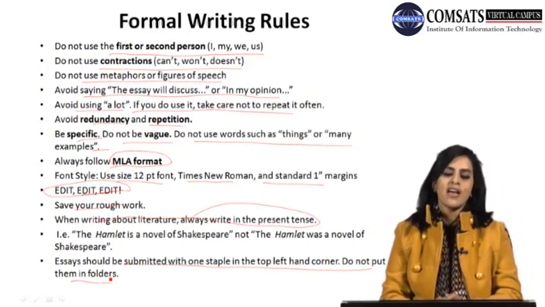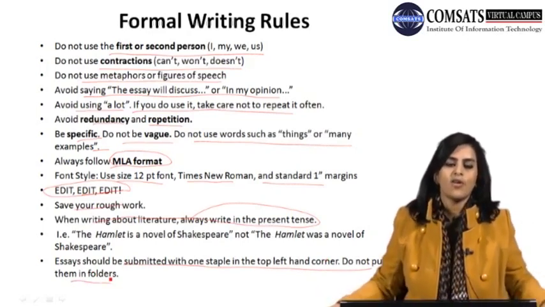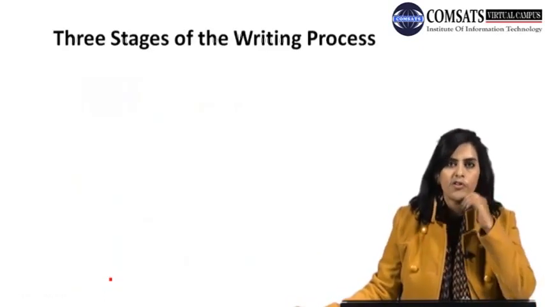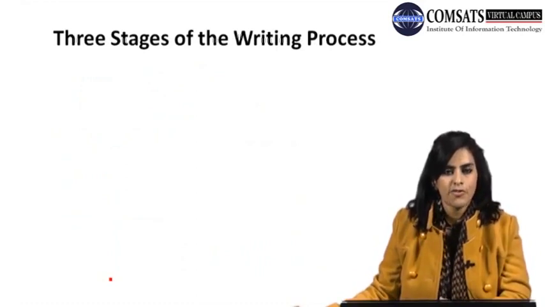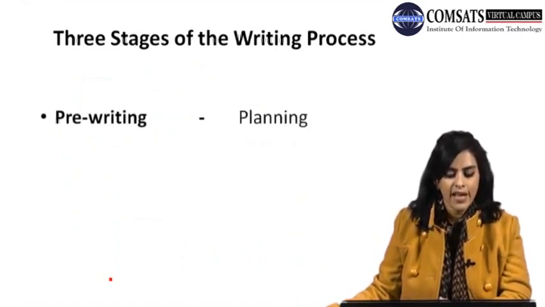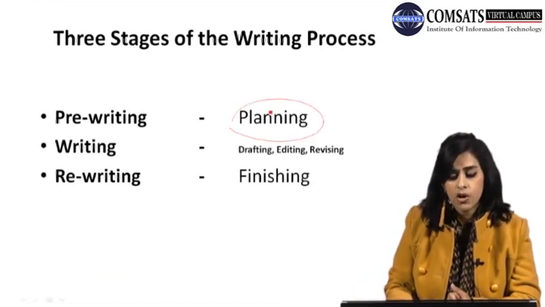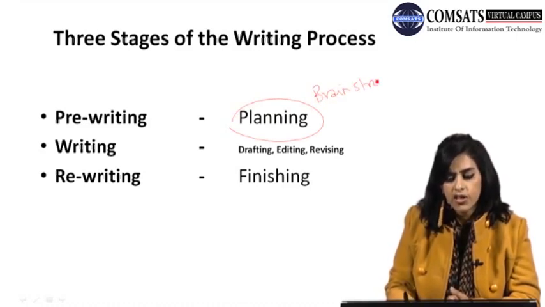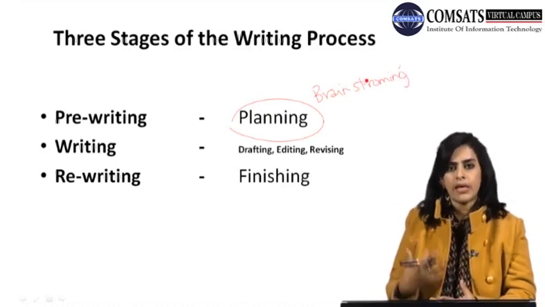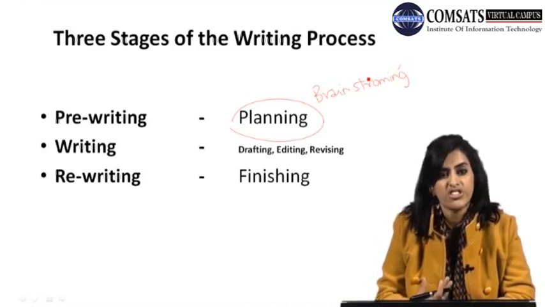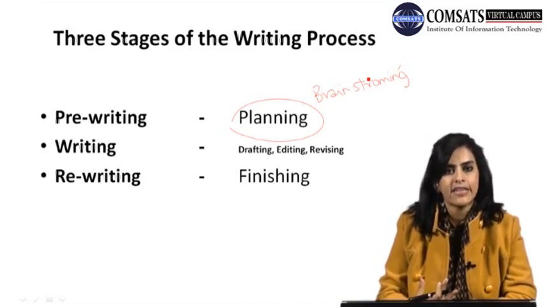So these are some rules that I have shared with you while we were planning on writing one formal essay. Now we also discussed some of the stages of the writing process: pre-writing, writing and rewriting. Your pre-writing is your planning stage, which has got your brainstorming or unearthing ideas. So your brainstorming session involves a lot of techniques like mind mapping, clustering, questioning, keeping a journal, and so on and so forth. So these kinds of pre-writing techniques can be used.